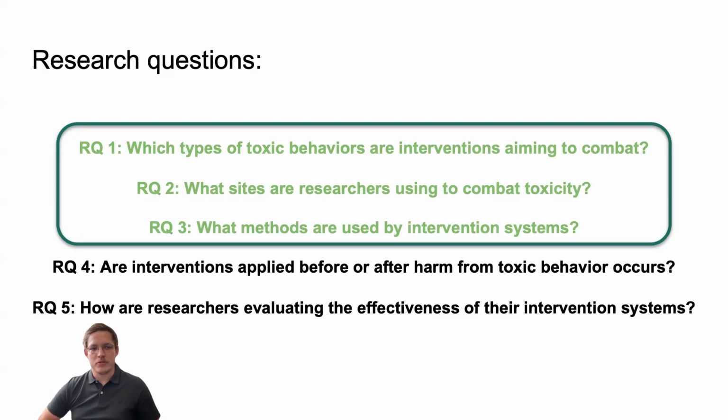We defined 5 research questions. First, we asked which types of toxic behaviors interventions are currently aiming to combat, what sites researchers are using to combat toxicity, what methods intervention systems are using, whether intervention systems act before or after harm occurs, and how researchers are evaluating their intervention systems. Due to time constraints, I will only share insights from the first 3 research questions in this presentation.